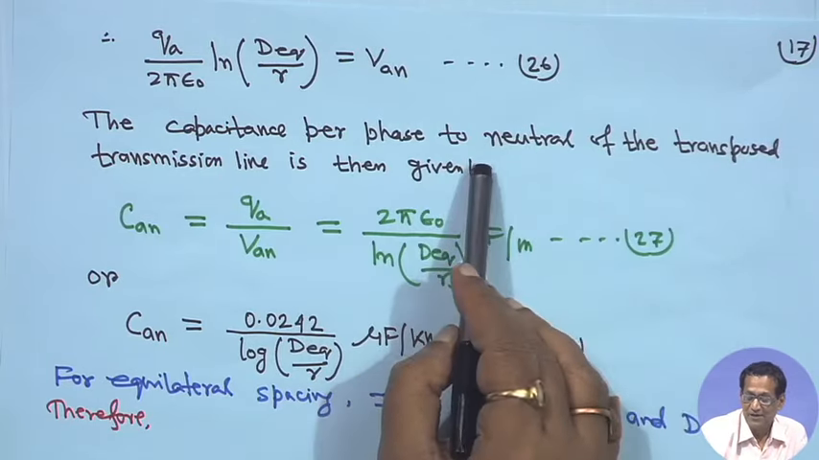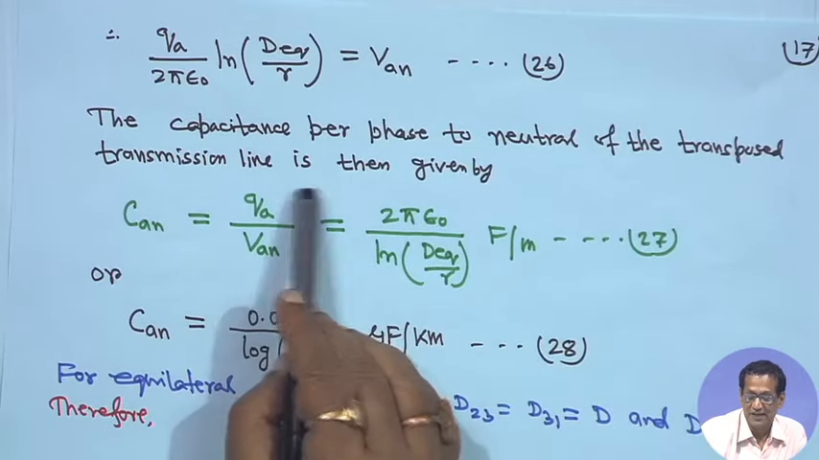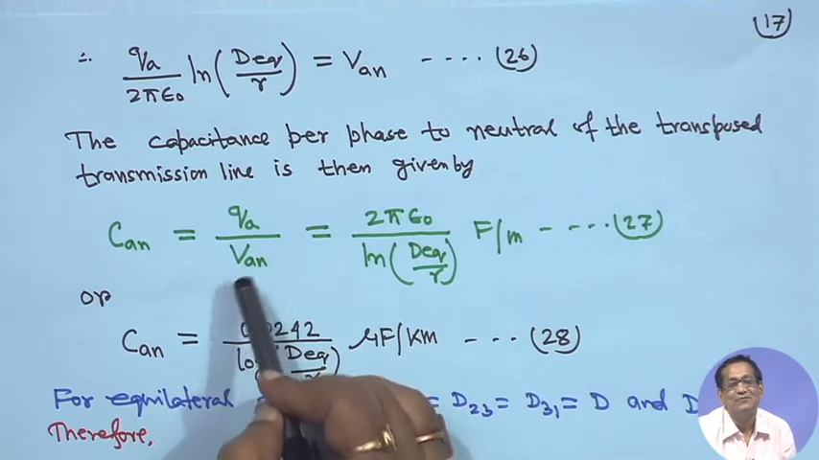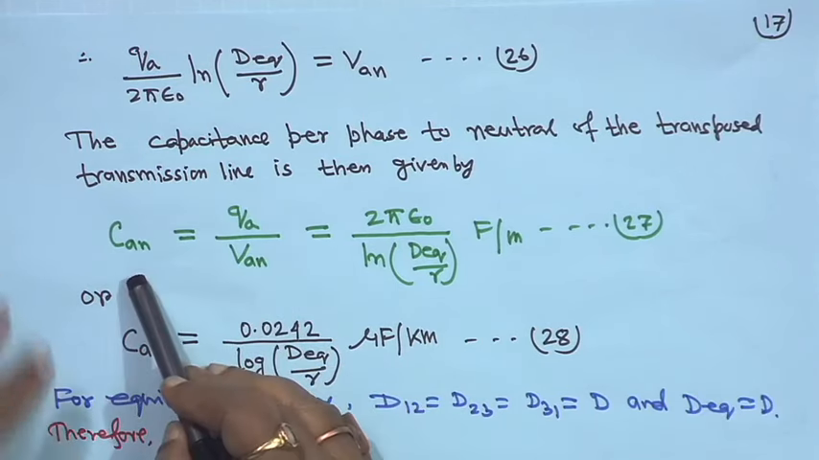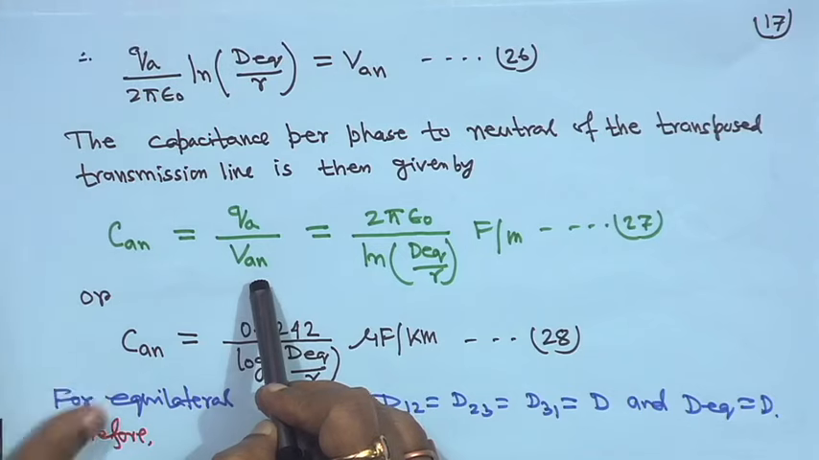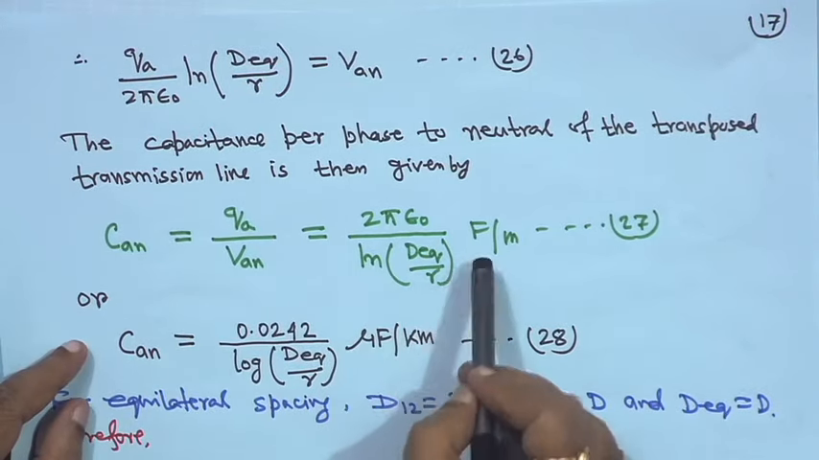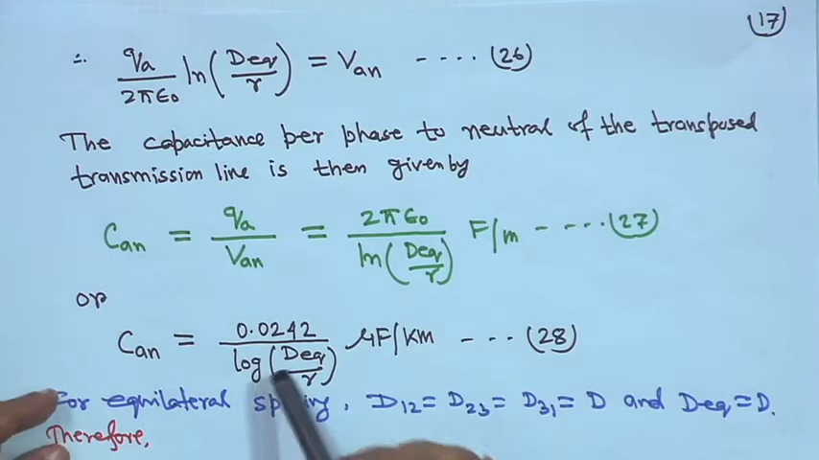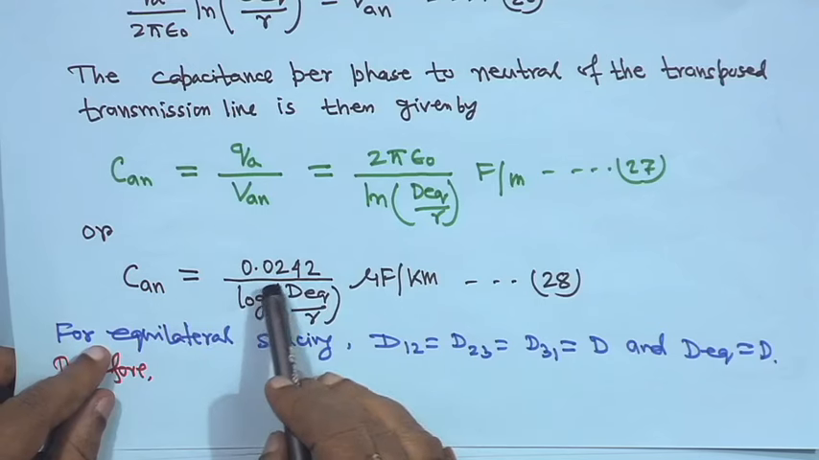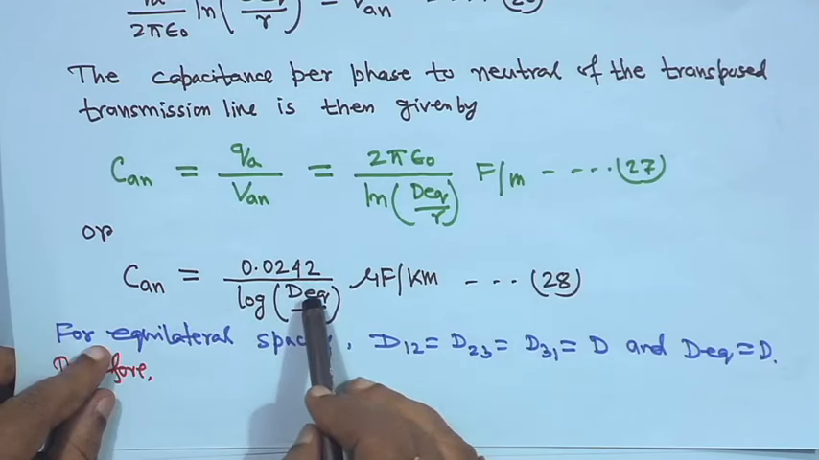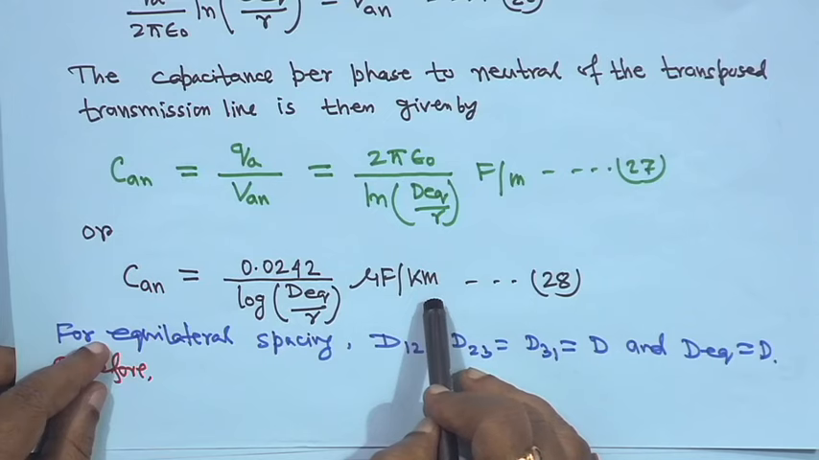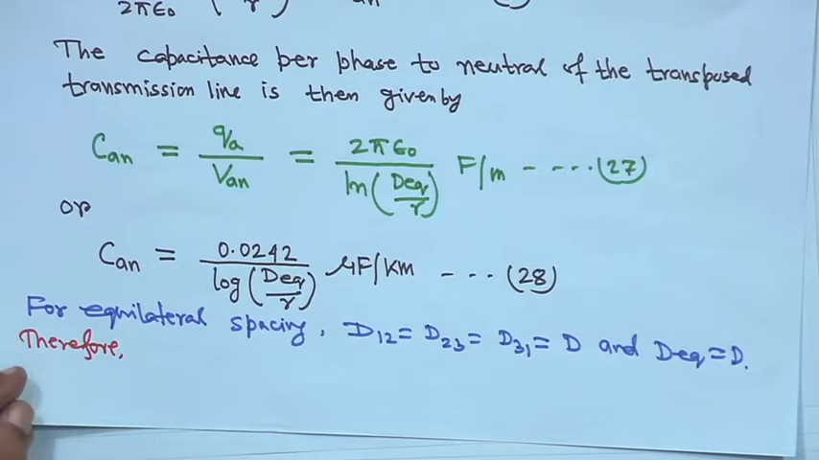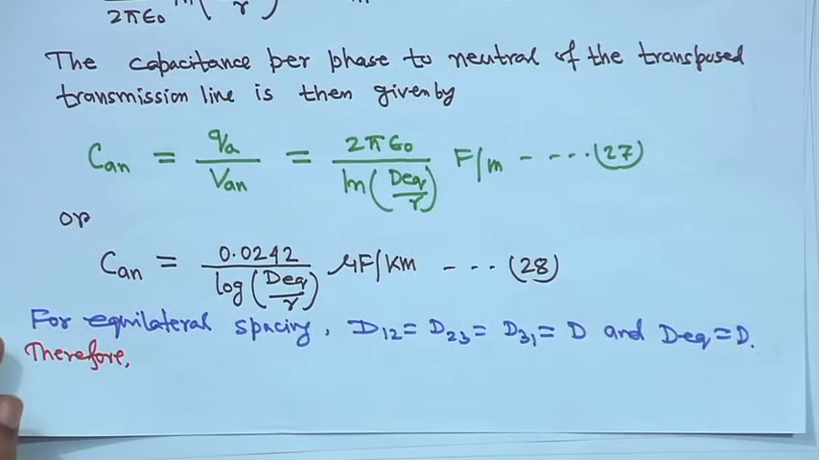The capacitance per phase to neutral of the transposed transmission line is then given by CAN is equal to QA upon VAN, because Q is equal to CV, you know, in general. So, CAN is equal to QA upon VAN is equal to 2 pi epsilon 0 upon ln dEq upon R farad per meter. So, you convert the natural log to log base 10, and you get CAN is equal to 0.0242 upon log dEq upon R microfarad per kilometer, this is equation 28. So, up to this, things are explained.